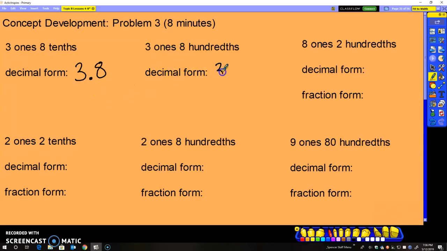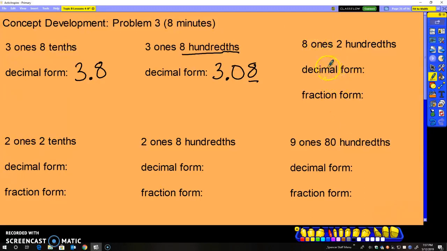This one also has 3 ones, but this time it has 8/100. So it has no tenths, and it has 8/100. Be careful. Many of you made little mistakes on the other exit tickets that you didn't understand that this has to have a 0 here. It is necessary to show that this is your hundredths place.